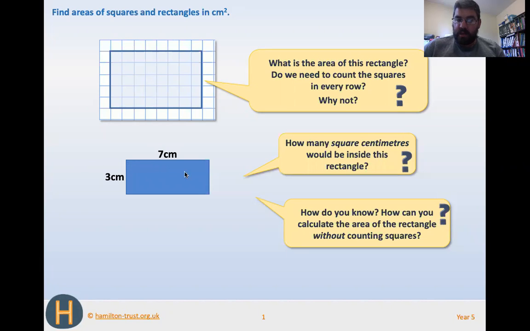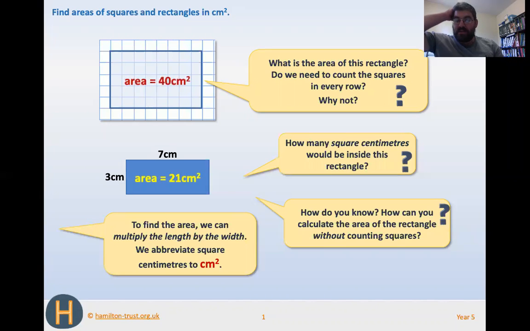Do you remember how? Hopefully you do. We can multiply the length, however many centimeters are along here, by the height or the width, whatever you want to call it, which is 3. So we've got 7 centimeters this way and 3 centimeters this way. So we're going to have 7 centimeter squares, and then 7 more, and then 7 more. That is 7 times 3, girls and boys. And the answer, hopefully, you should know, is 21 centimeters squared. And if we do that with the top one, 8 times 5 is 40, all right? So we can do that with any rectangle we like, okay?